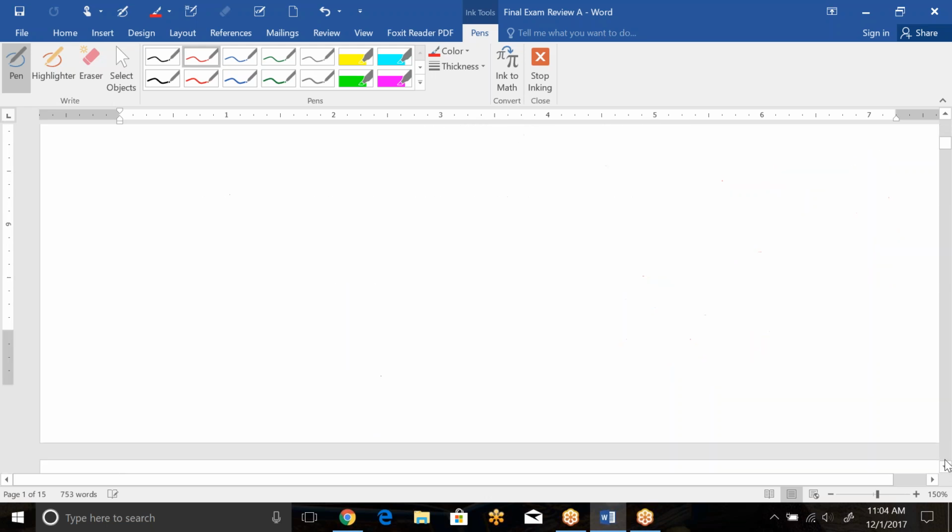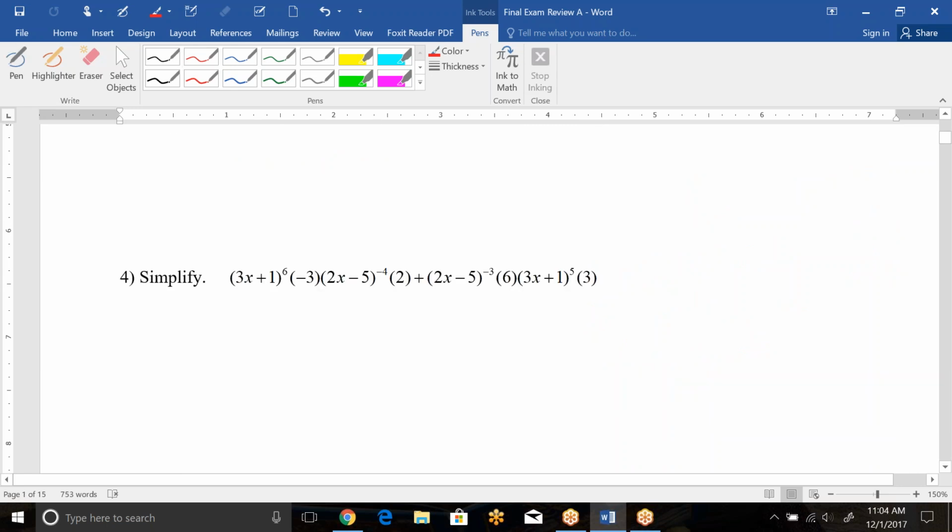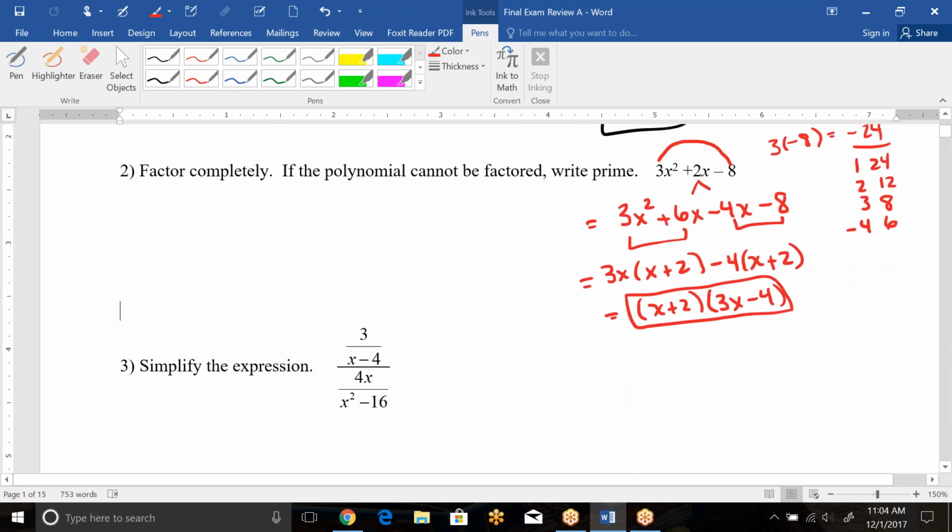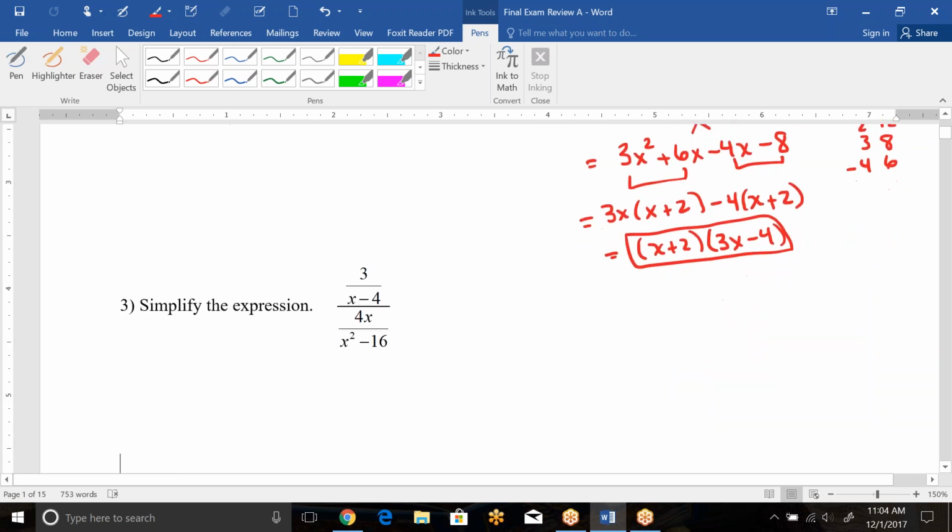For number 3, we're wanting to simplify the expression, and it is a rational expression that is complex rationals because it's a fraction over a fraction. Typically, what I suggest doing is to rewrite this as multiplying by the reciprocal first. So this is 3 over x minus 4 times x squared minus 16 over 4x. Because this is a pretty basic one, there's no adding or subtracting. This is usually the easiest method to solve this.